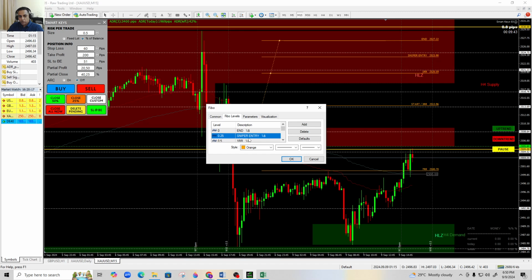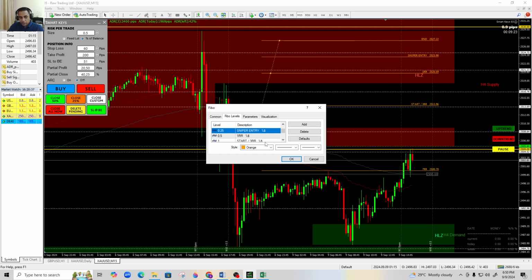Then 0.25, you name it as sniper entry. That's where I take my entries, sniper, as I showed you here on Friday. And again, space, percentage dollar. Then the next one is 0.5, which is 1 hour. As soon as price comes here and touches this, you have reached 1 hour on your trade.